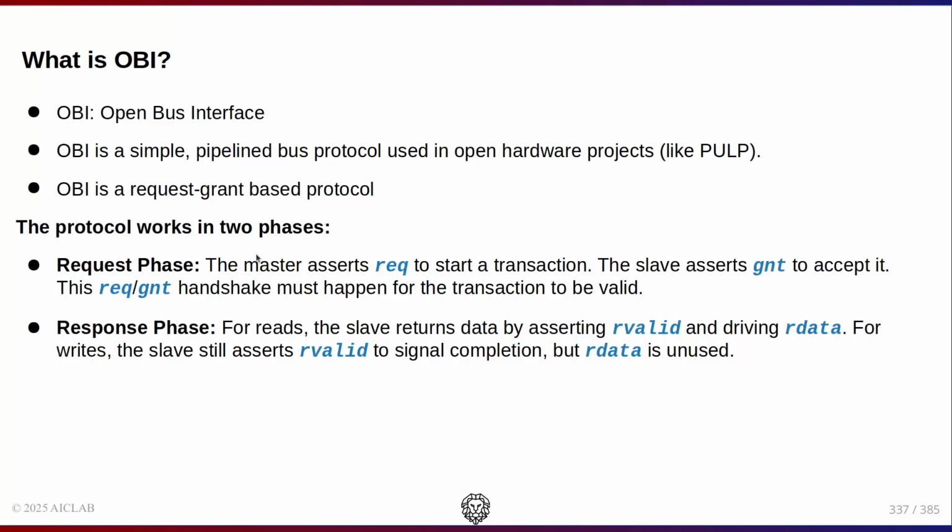So, what exactly is OBI? OBI stands for Open Bus Interface. It's a simple, synchronous, and pipelined bus protocol designed for high performance yet low complexity communication between IP cores. Key features include separate channels for requests and responses, and it operates as a handshake based, or request grant, protocol. The protocol works in two main phases, the request phase and the response phase.